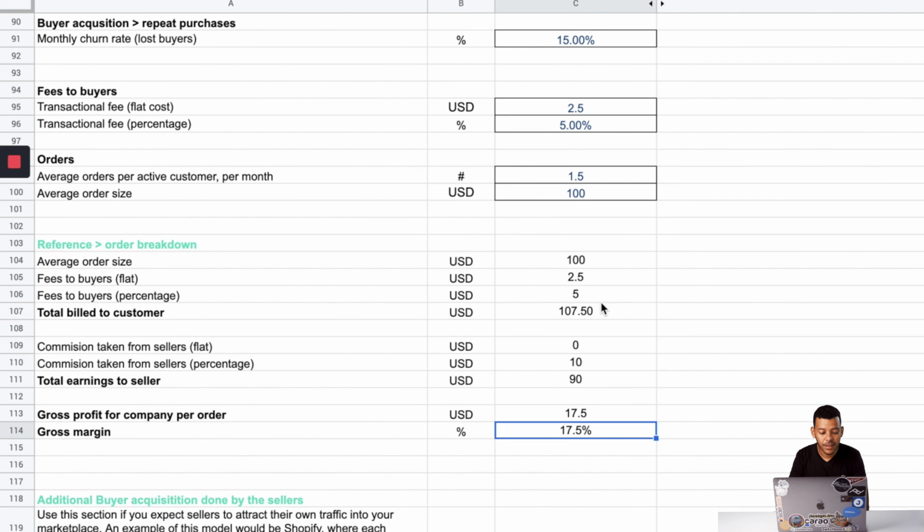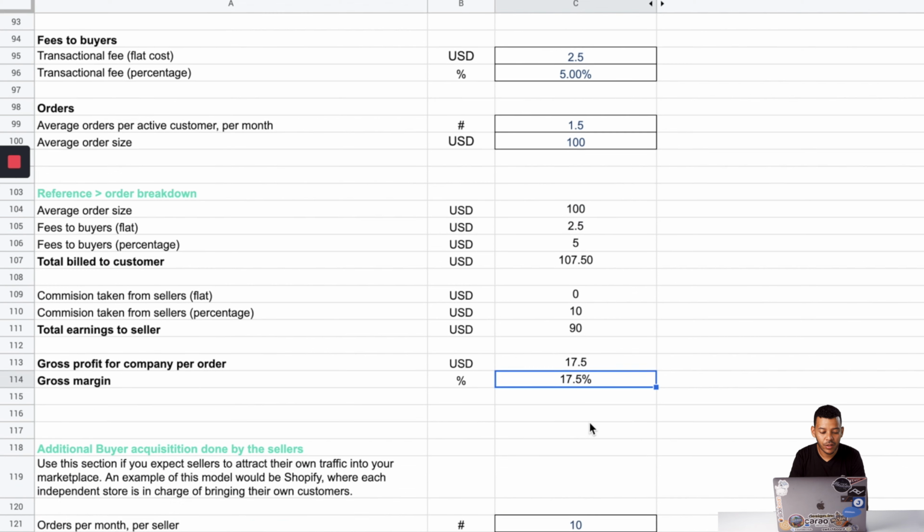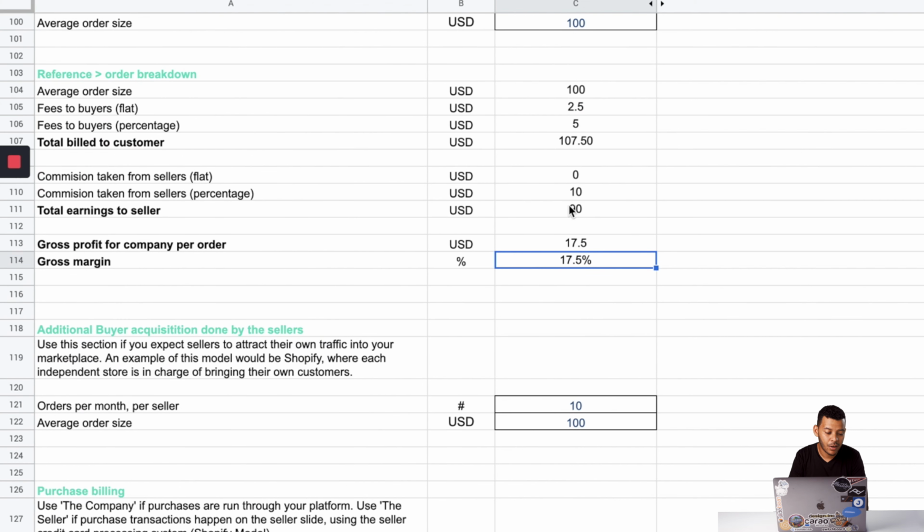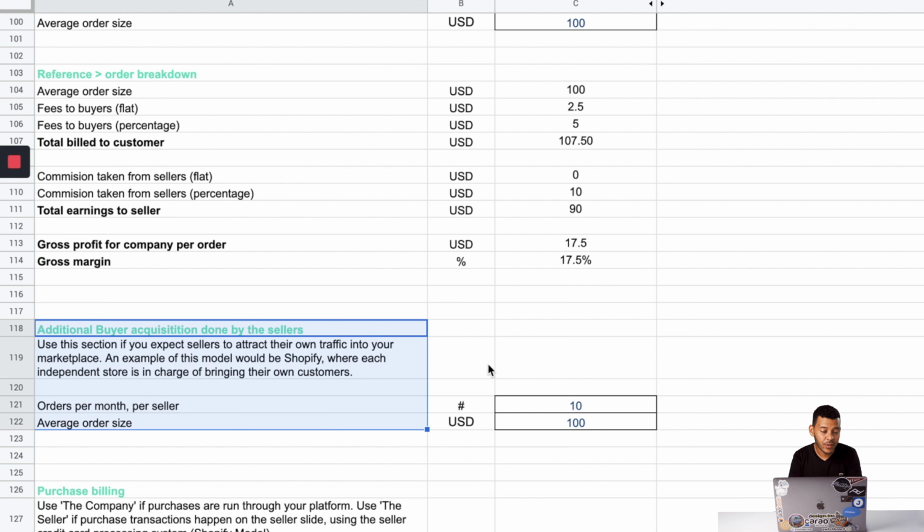So that's great. Last but not least, before we check out how this looks, we have the option to add additional buyer acquisitions done by the sellers. So for example, if you assume that the sellers themselves are going to be bringing their customers, they're going to be bringing their traffic through your platform, you can set an estimate number of orders and an estimate order size. That number could be different from the other one.